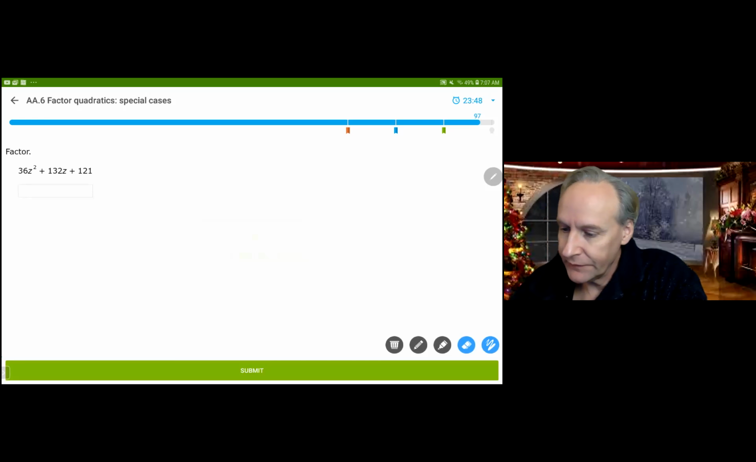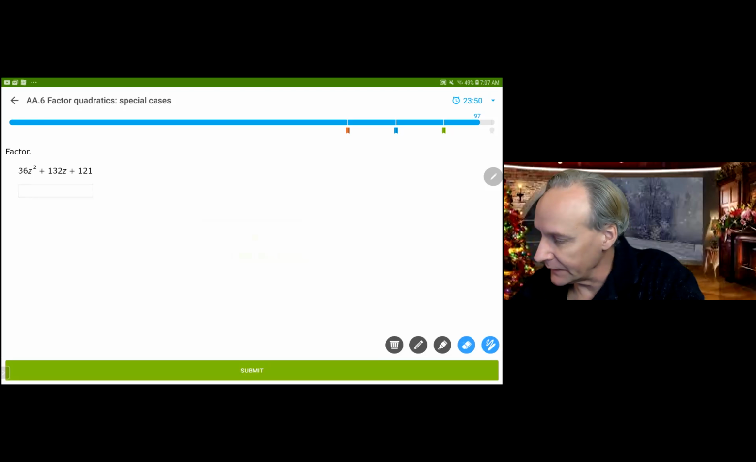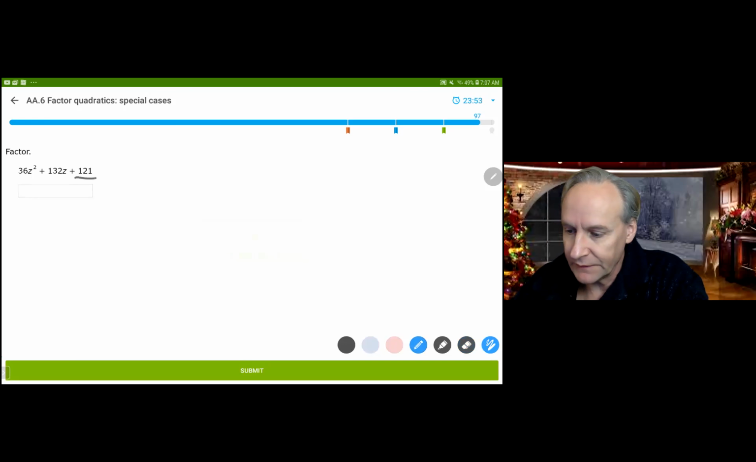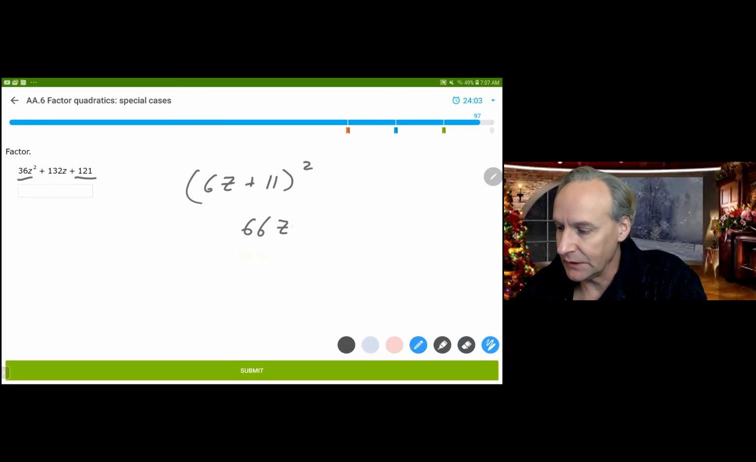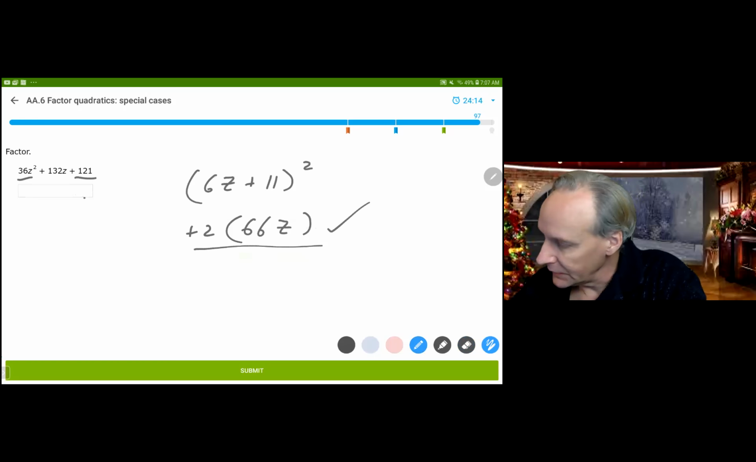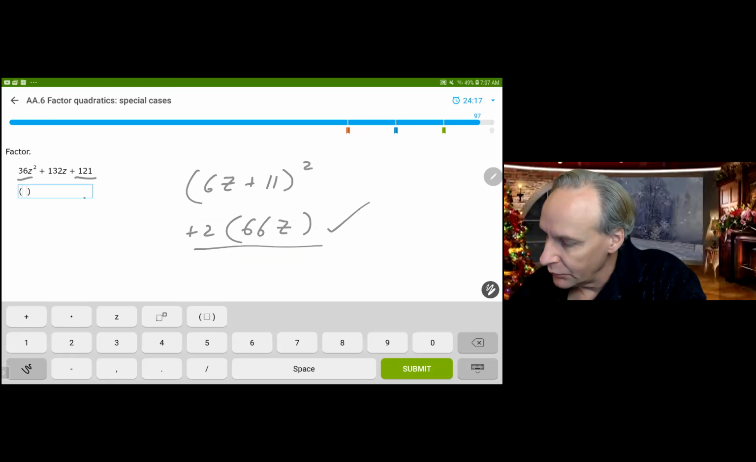Okay, we've got a perfect square in the first, and we got a perfect square at the end, don't we? 121 is 11 squared, and 6z squared. 6z squared plus 11, it looks like. And that would give me a 66z in the middle. If I double it, do I get my middle term? 132. Yes, I do. Okay. Get rid of this so it looks pretty. Parentheses, 6z plus 11. And we are squaring it, aren't we? Looks good.